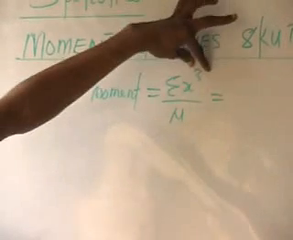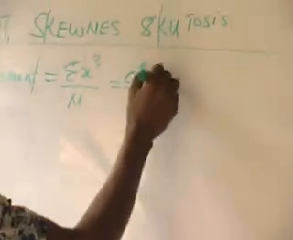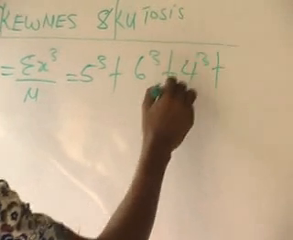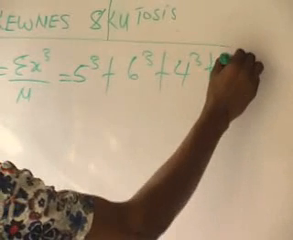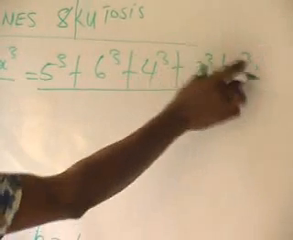Third moment, which is what? X raised to power 3. So each one of them will raise to power 3. 5 raised to power 3 plus 6 raised to power 3 plus 4 raised to power 3 plus 2 raised to power 3 then plus 3 raised to power 3, then all over n. I mean 1, 2, 3, 4, 5.